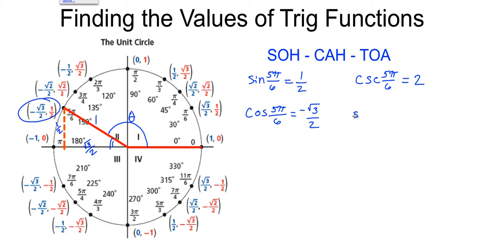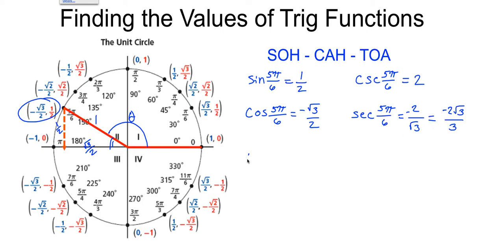The secant, which is going to be the reciprocal, so the secant of 5 pi over 6, reciprocal of the cosine, is going to equal 2 over root 3. And again, it's going to be negative, so it's negative 2 over root 3. And when we rationalize that, we're going to get a negative 2 root 3 over 3. So the secant becomes a little bit more difficult in this case here.